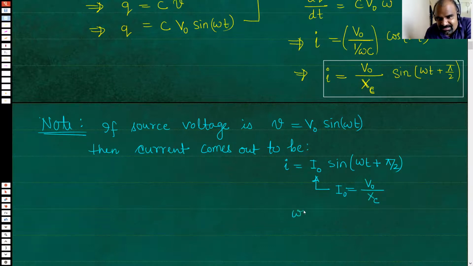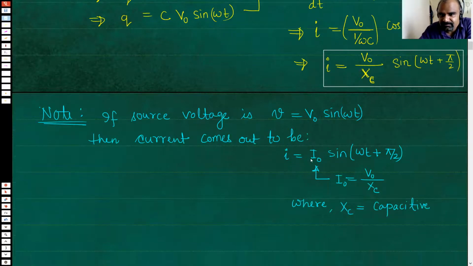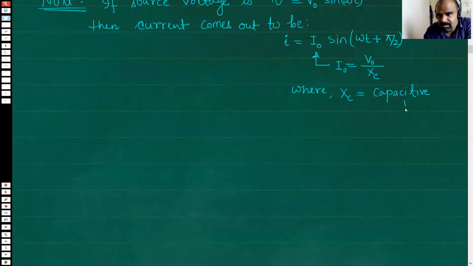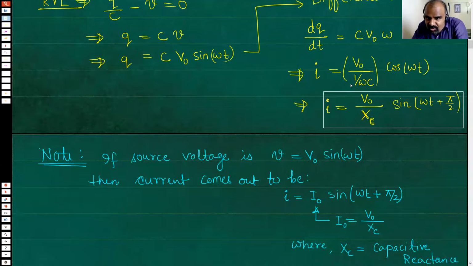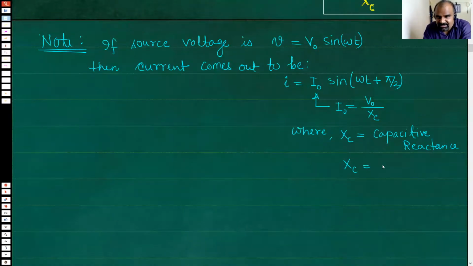Okay, where XC, what is it called? It is called capacitive reactance. And how much was its value? I will show you what we replaced. See, we replaced 1 by omega C by XC. So capacitive reactance is 1 by omega into C. Okay, this is the conclusion.